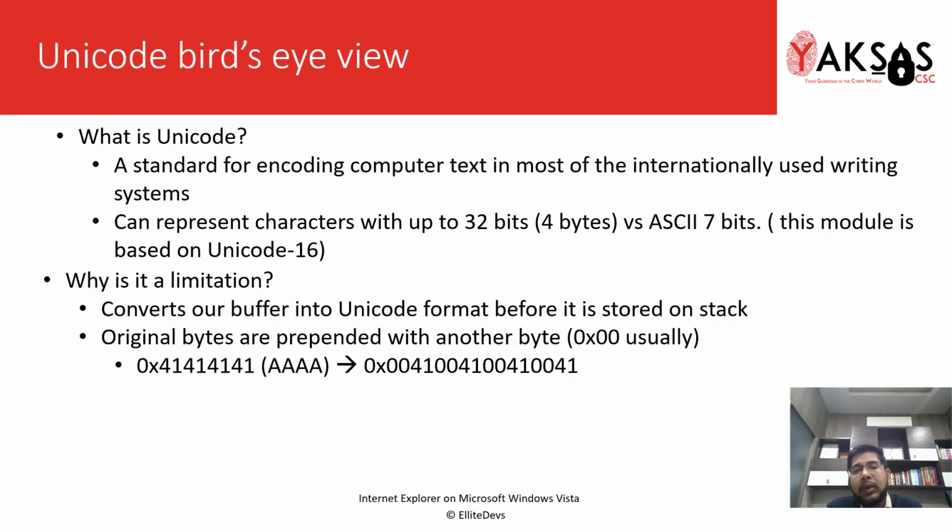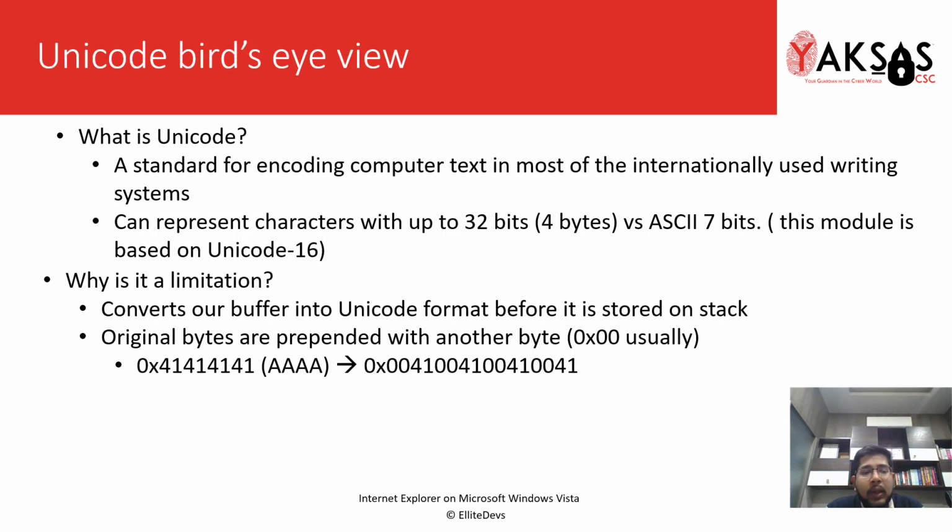So what is Unicode? Unicode is a standard for encoding computer text in most of the internationally used writing systems. In simple terms, it is a standard to represent the character set of most of the written languages of the world. Now, a benefit of Unicode is that it is 4 bytes, that is 32 bits, and it can represent a large number of characters, whereas ASCII is 7 bits and it is somewhat limited in the number of characters it can represent. Many applications which have an international reach are now using Unicode 16 as their preferred character encoding standard.